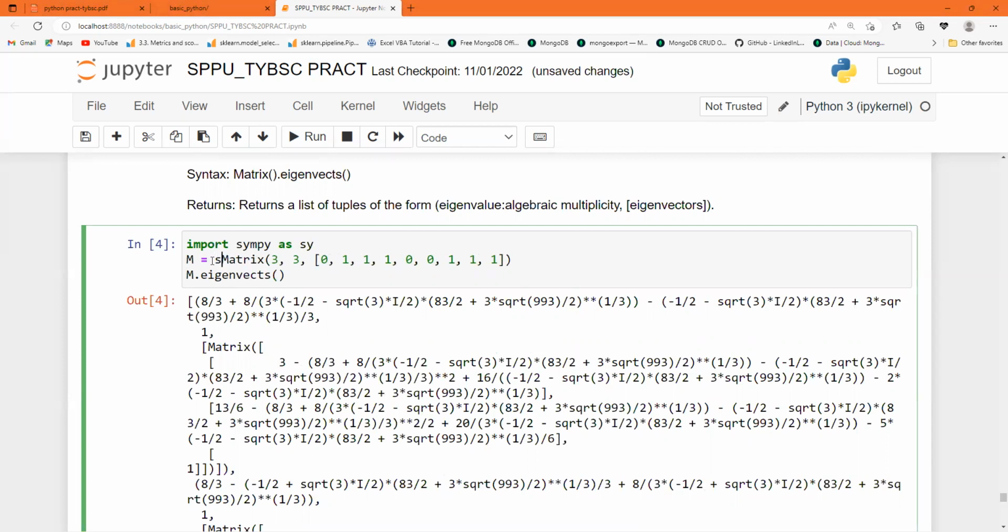You have to give here sy dot Matrix. Okay, and let's run it.